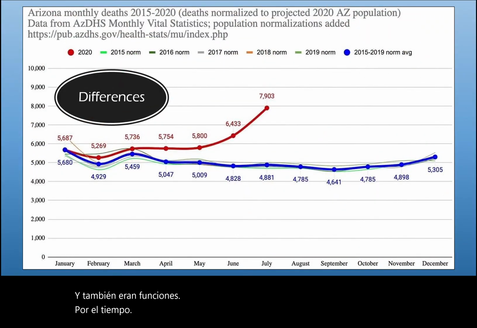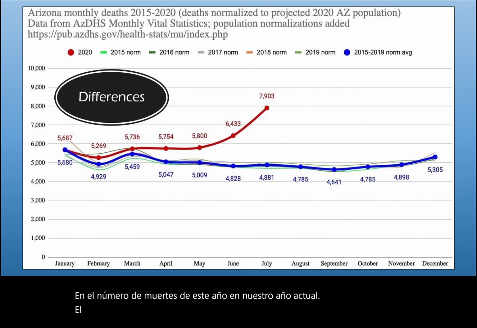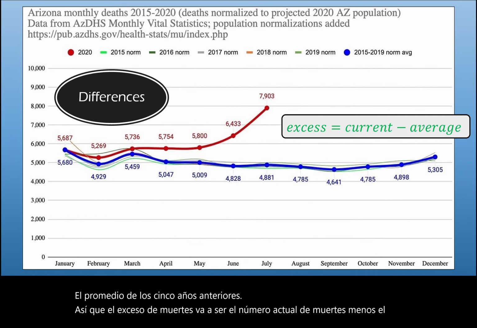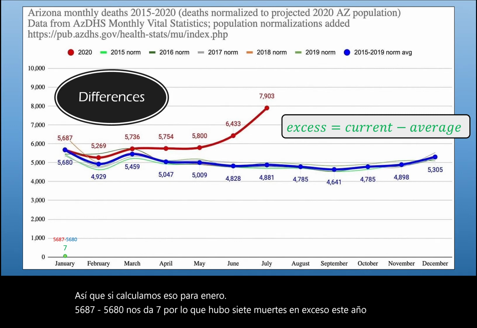For our last example, we're going to take a look at the difference in the number of deaths this year, in our current year, compared to the average of the 5 years prior. So the excess number of deaths is going to be the current number of deaths minus the average number of deaths. So if we calculate that for January, 5,687 minus 5,680 gives us 7. So there were 7 deaths in excess this year compared to the average of the 5 years before.